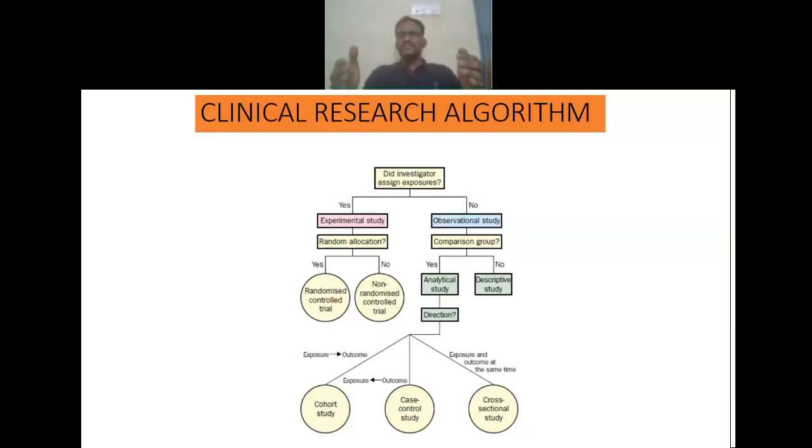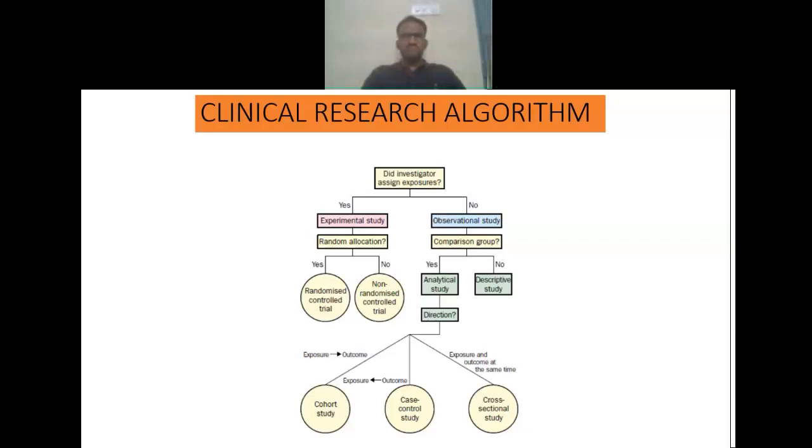This can be done with a comparison group. If it is done with a comparison group, then we can call it an analytical study. If there is no comparison group, for example, incidence or prevalence, you can't have a control group per se, right? So that would be a descriptive study. When there is a comparison group in an analytical study, it depends upon the direction of exposure and outcome. Exposure is the one which we are doubting or researching to cause the outcome.